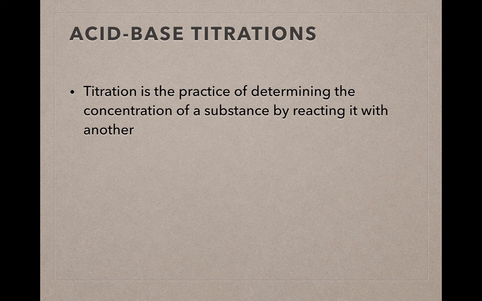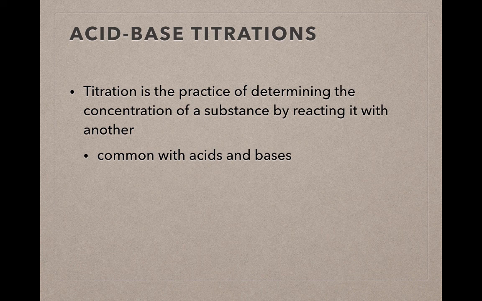Titration is a practice of determining the concentration of one substance by reacting it in a very controlled way with another. And so we can control the addition of one of our reactants so that we can measure its volume. This is a very common method used with acids and bases. However, there are lots of different titrations that you can do. You can use oxidation reduction titrations. You can do metal complexation titrations. So there are a lot of different things you might encounter as you take future chemistry classes.